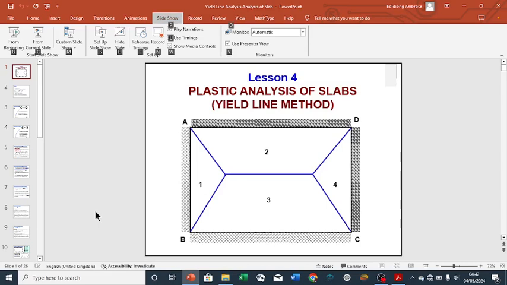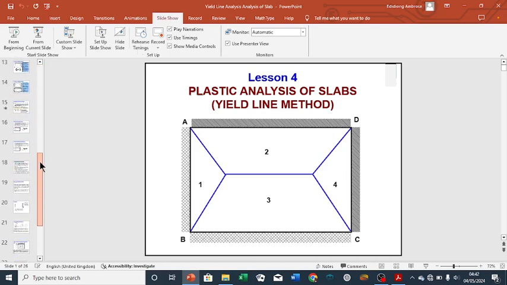Hello and welcome to our lesson today on plastic analysis of slab using the yield line method. In today's lesson, we are basically going to solve some tutorial questions, having gone through the theoretical aspect of yield line analysis in our class.